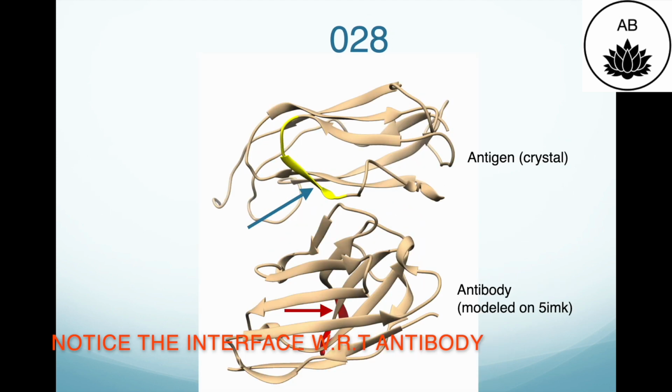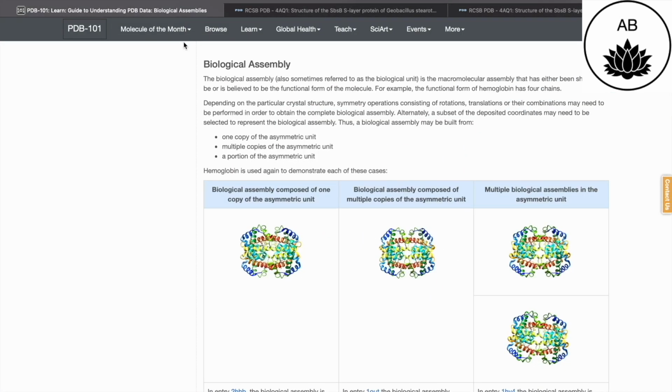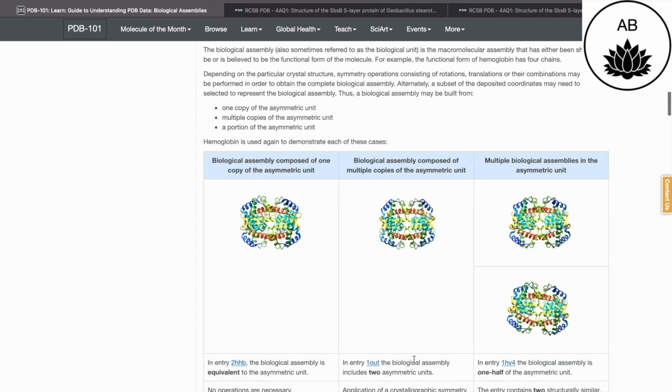He mentioned biological assembly to me. Now, what is biological assembly? As per PDB's site, biological assembly is the macromolecular assembly that has either been shown to be or believed to be the functional form of the molecule. In a crystal structure, biological assemblies are derived by symmetry operations consisting of rotations, translations, or their combinations.